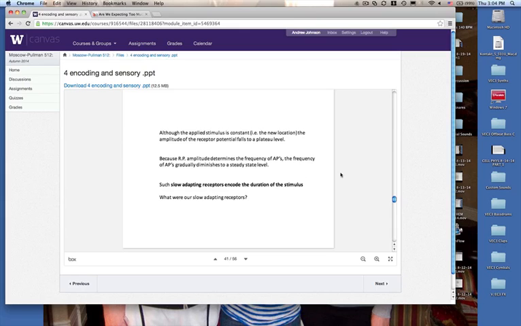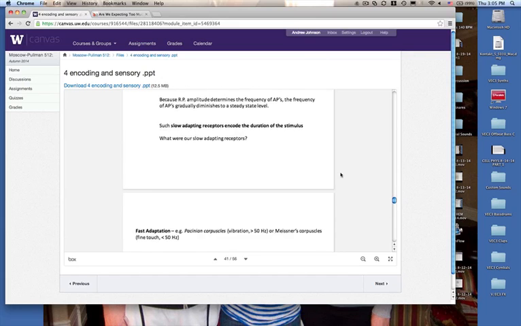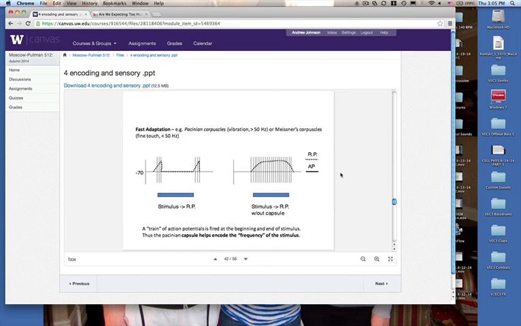And everyone remembers what our slow adapting receptors are, right? So everything except our friend, the Pacinian corpuscle. Pacinian corpuscles and Meissner's corpuscles are fast adapting. The way fast adapting receptors work, you apply a stimulus, you get a short, dense train of action potentials, and then they stop. You don't get that plateau of action potentials. You get another train of action potentials when you turn the stimulus off.